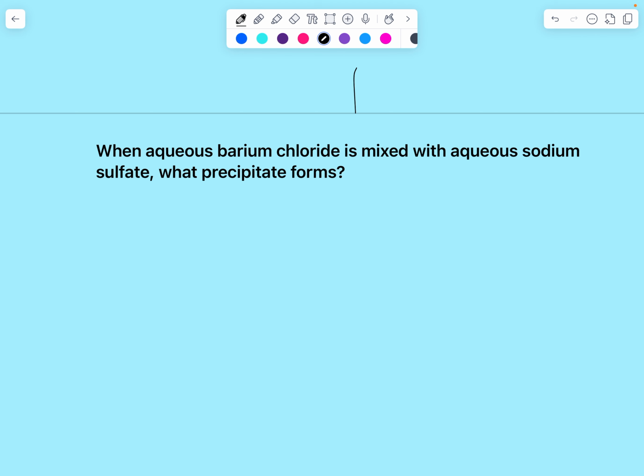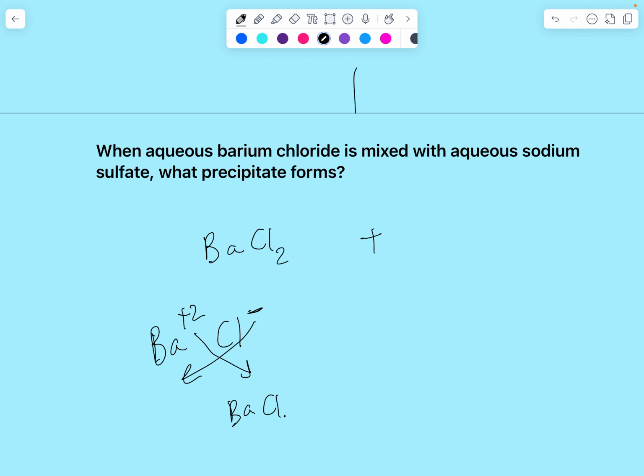When aqueous barium chloride is mixed with aqueous sodium sulfate, let's stop right there. Barium chloride. You may be saying, well, how'd you get BaCl2? I'll do another video specifically for that. Ba is raised to the second power. Cl is raised to the first power. Cross multiply. So you got Ba with a 1 that's invisible with Cl2. That's it. So BaCl2, aqueous, is mixed with aqueous sodium sulfate, SO4, which is aqueous.